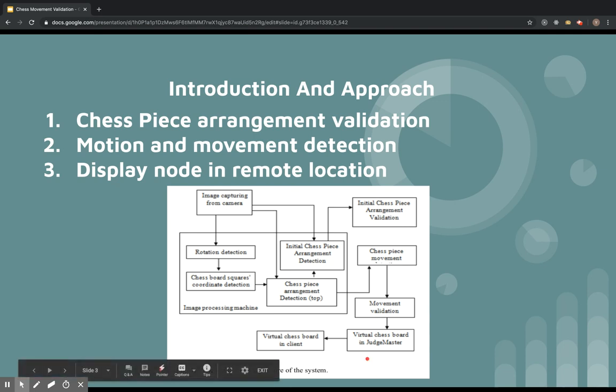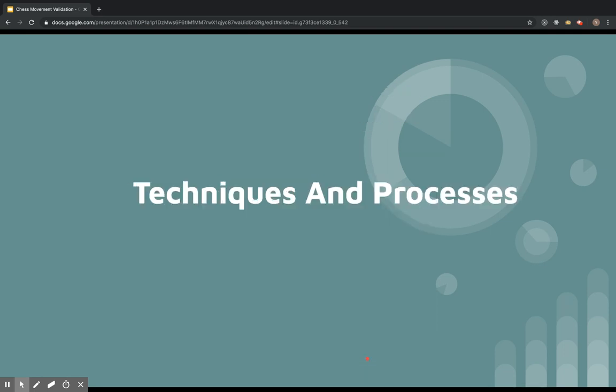The next thing is we're just going to send the most recent snapshot to be verified to a virtual judge, and it's going to be sent to a server and verified on the server as well. Okay, so here I'm going to be discussing a little more about the techniques and processes that are being used.